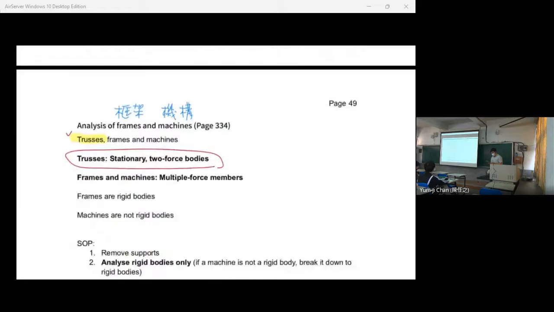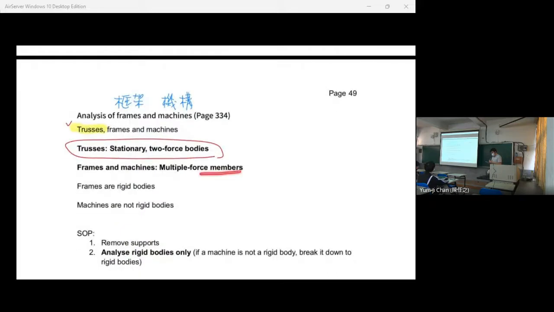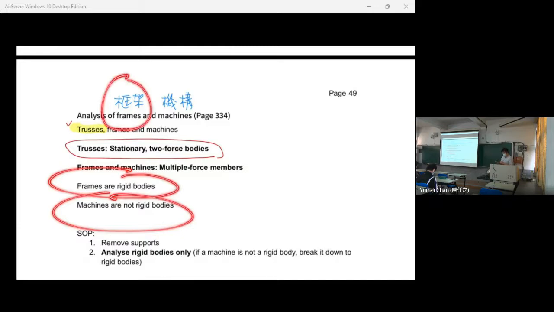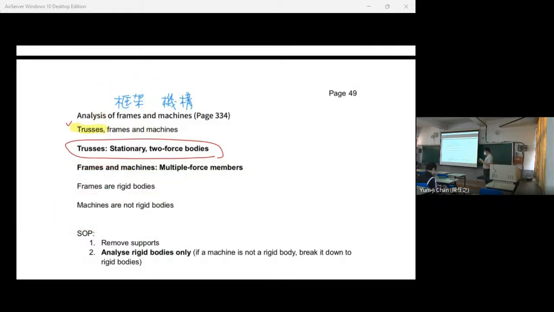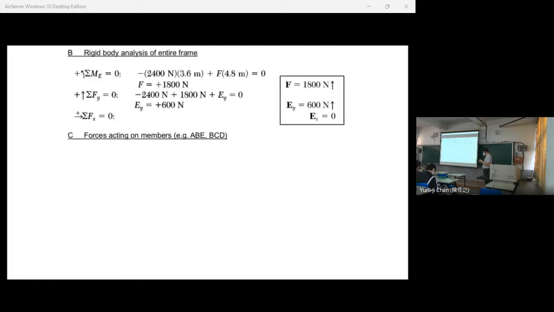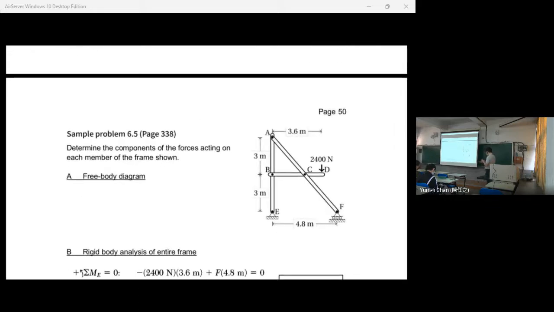In frames and machines we have multiple force members, maybe 3 force, maybe more than 3 forces members, and the difference is that frames are rigid bodies and machines are not rigid bodies. Frames are rigid bodies and machines are not rigid bodies. For example, a frame looks like this. We have one member here and one member here that has an A shape. It is a rigid body.